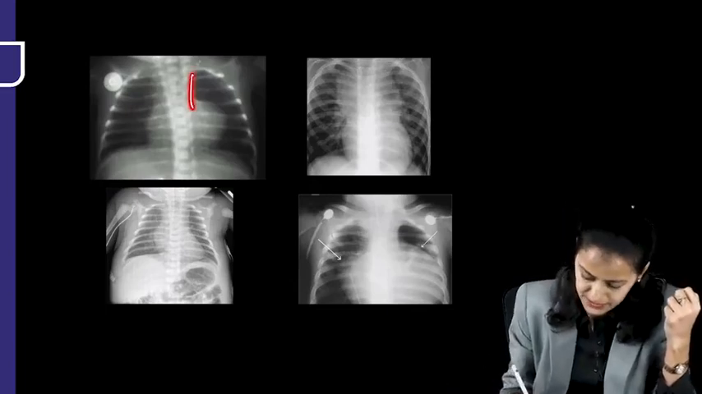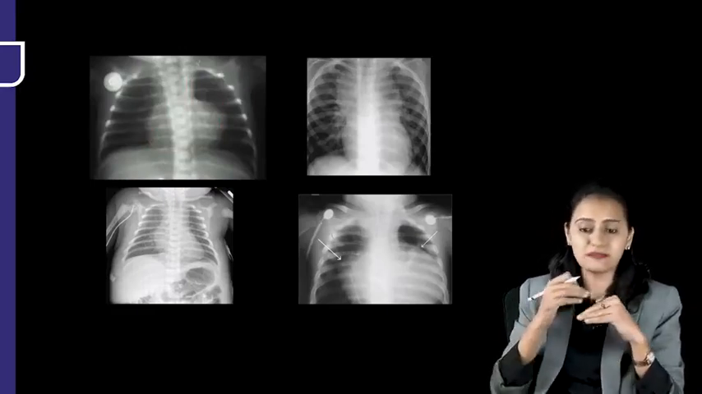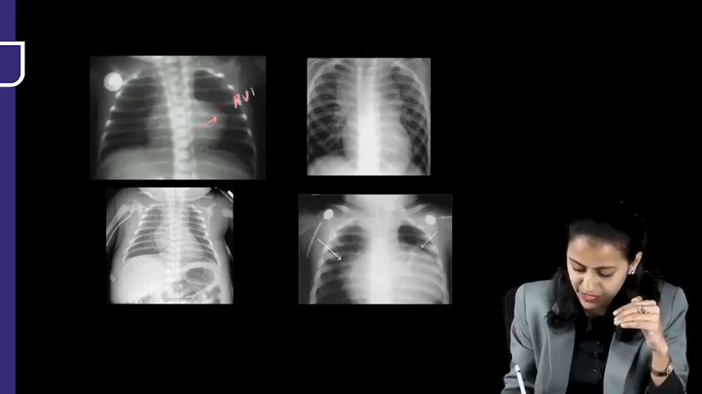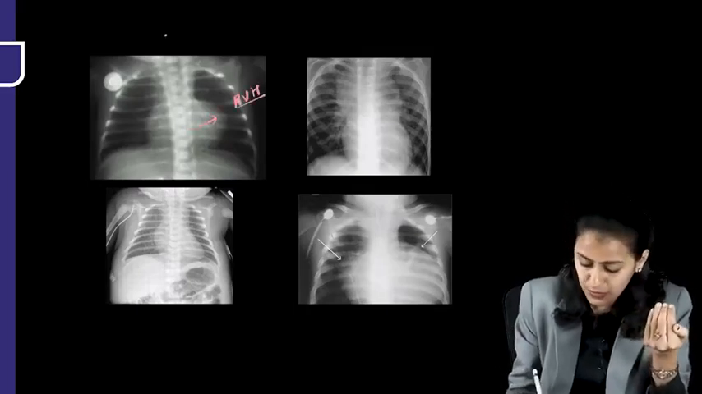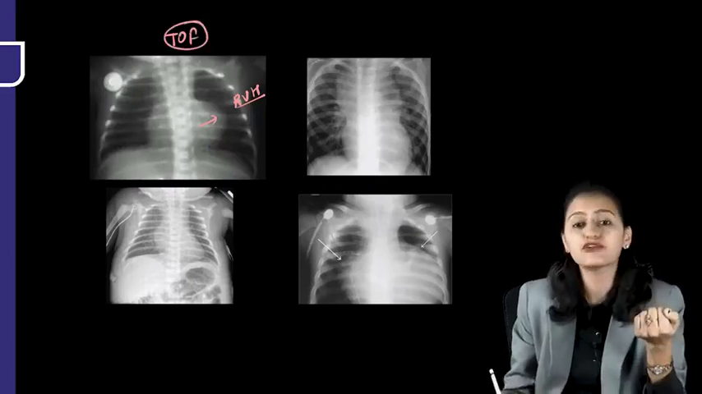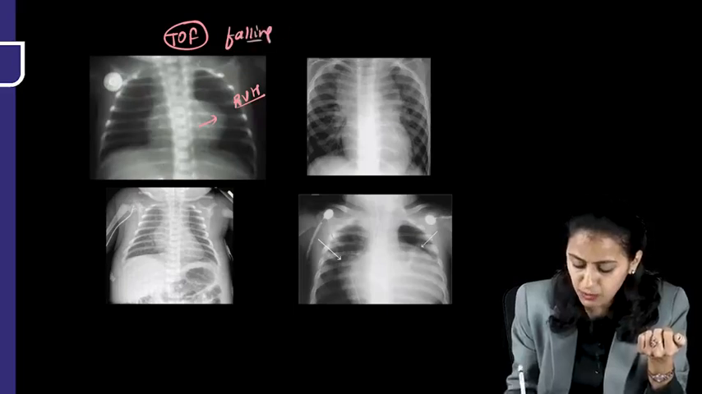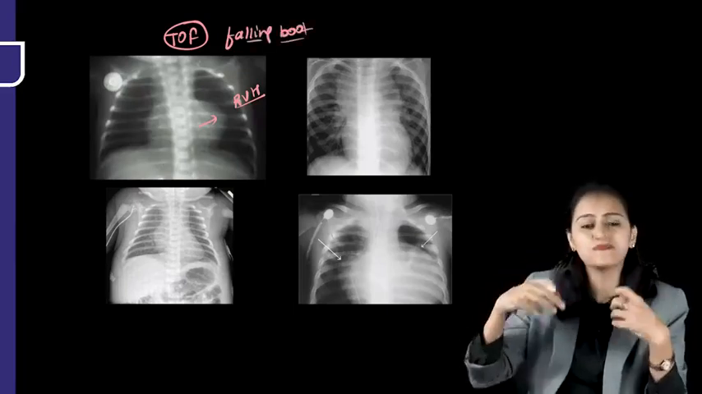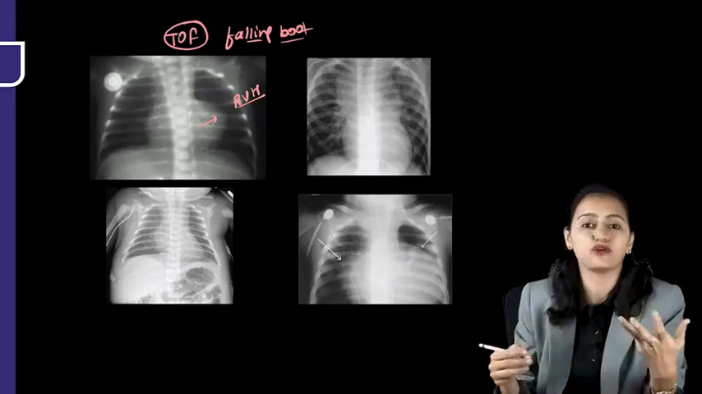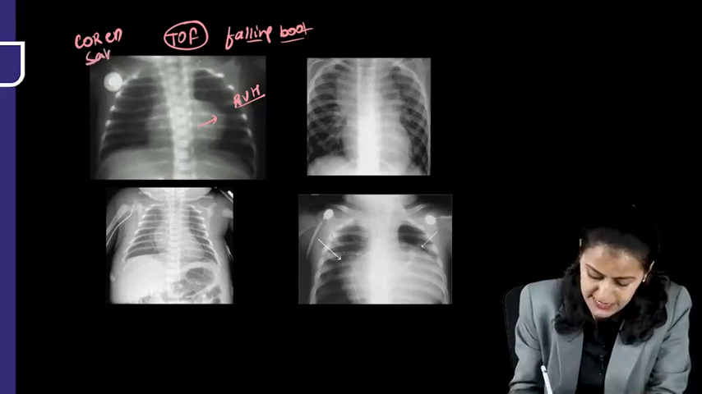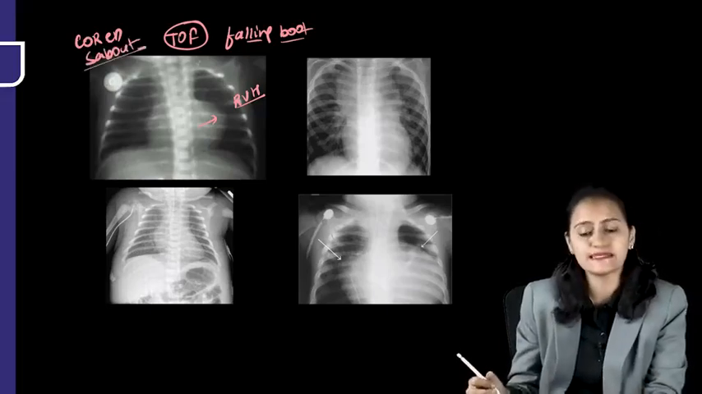So the first one that we have here, very, very important, this is the boot-shaped heart that we are seeing here. So the boot-shaped heart basically is because of the upturned apex of the heart, which is because of right ventricular hypertrophy, which is seen in a patient of TOF, tetralogy of Fallot. So remember, Fallot is like falling boot. So imagine a boot falling. So it is boot-shaped heart, that is Fallot's tetralogy, also called Coeur en Sabot.